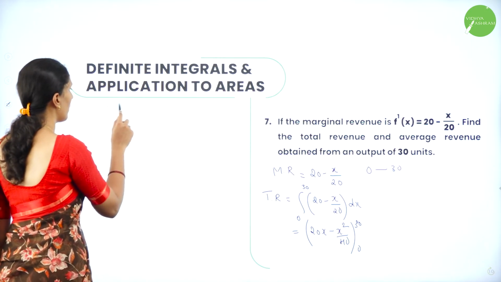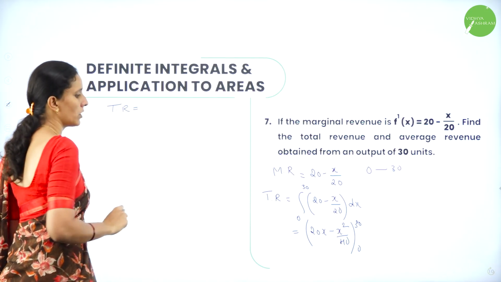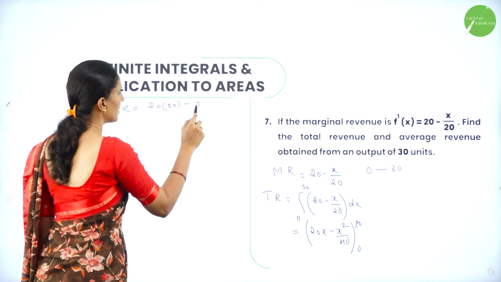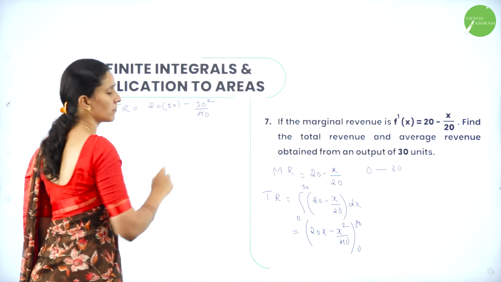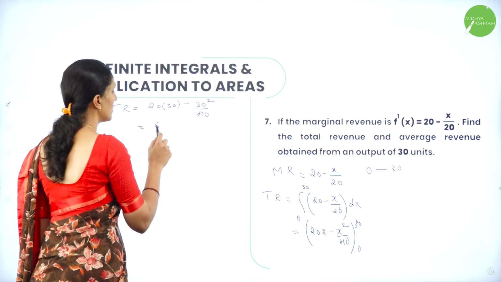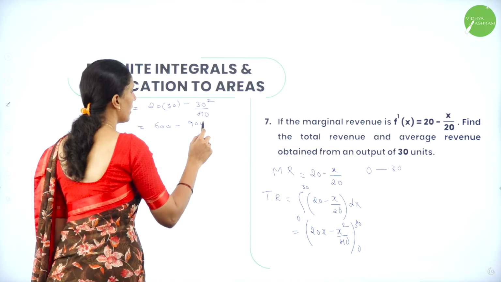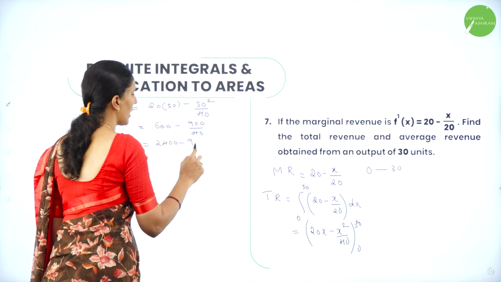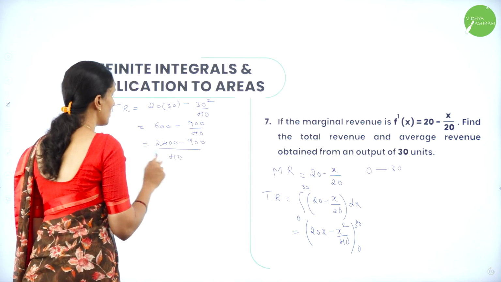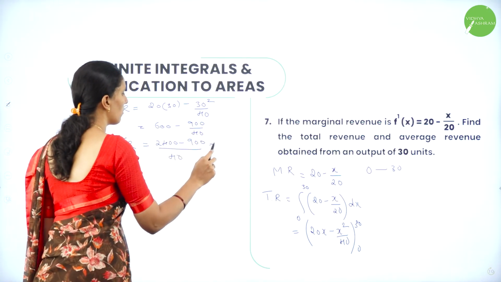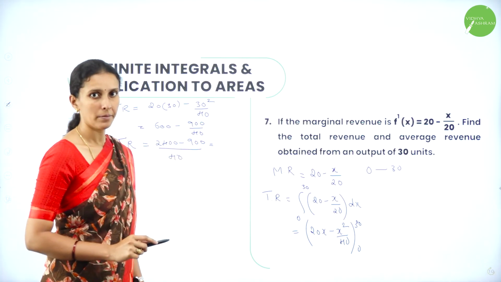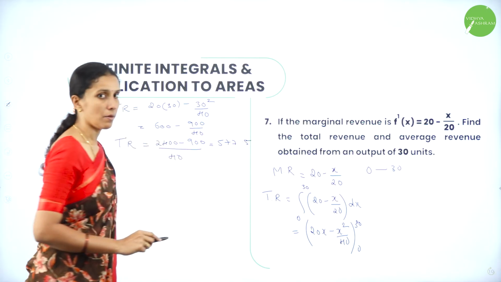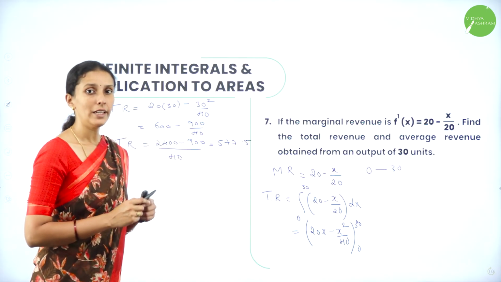So therefore, the total revenue is 20x means 20 into 30 minus 30 square by 40. So that is equal to 600 minus 900 divided by 40. So 2400 minus 900 divided by 40. So therefore, the total revenue will be, subtracting and dividing by 40, we get the value as 577.5 in terms of rupees. So that is your total revenue.